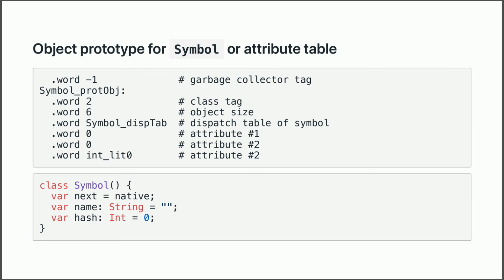In the object prototype we can see, again, -1 for the garbage collector, then symbol underscore prototype object, and then .word 2 is the class tag number, which is like a random arbitrary number we came up with when we were traversing all the classes. So the first one is 0, second one 1, 2, something like that. Then we have the class tag number, then the object size, and then the symbol's dispatch table. Then these are the attributes.